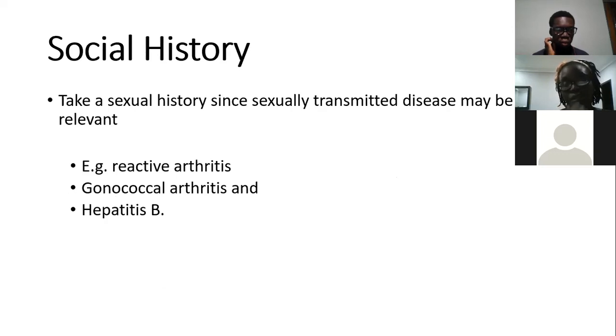Then it's also important to take a sexual history because some sexually transmitted diseases can be associated with arthritis. So gonorrhea is an example, hepatitis B is an example, and then non-gonococcal urethritis can give you a reactive arthritis. So your sexual history is important. It might seem irrelevant, but it is relevant.